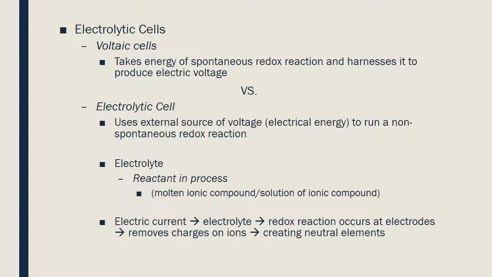How this works, and we're going to see a diagram on the next slide, is you have an electric current. That electric current moves through the electrolyte. That allows your ions to move towards their appropriate electrodes that then can go through redox reactions. One electrode is going to be the anode, the other electrode is going to be the cathode, and an exchange of electrons occurs. At those electrodes, you're going to remove the charges from the ions in the electrolyte, creating neutral elements.